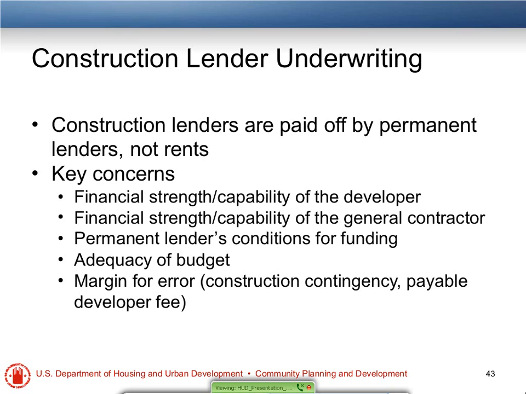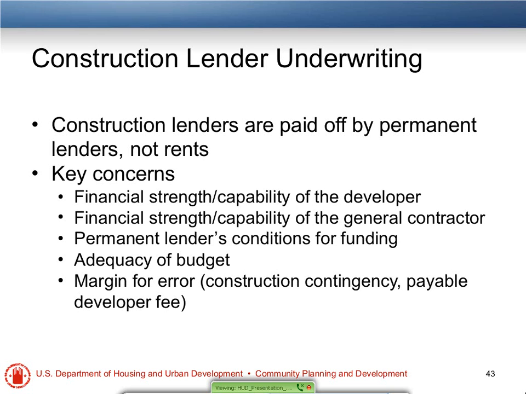And that construction contingency may vary depending on the type of project you have. A 5% construction contingency may be adequate if we're talking about new construction. If we're talking about a rehab, because there's oftentimes hidden conditions that we don't know about when we're doing our budget, typically the construction contingency would be higher, maybe as high as 10%.